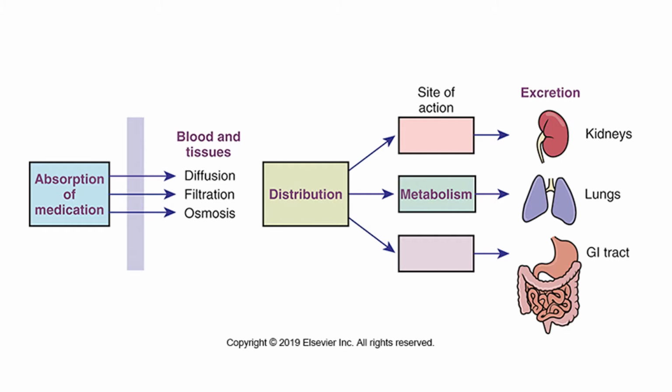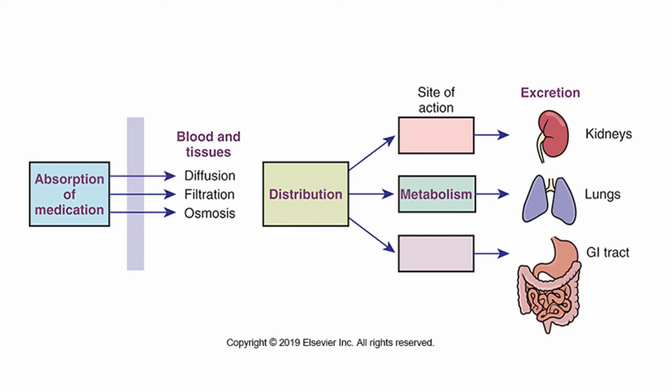This slide I just put in as we start talking about the processes in the body of absorption: how does it get to where it needs to be in order to distribute the medication once we've taken that in? Once we start the distribution process, we move into metabolism. So where are we metabolizing these medications? And then once we've metabolized them and used what we need of them, how are we going to get rid of the excess? Where does it excrete from?